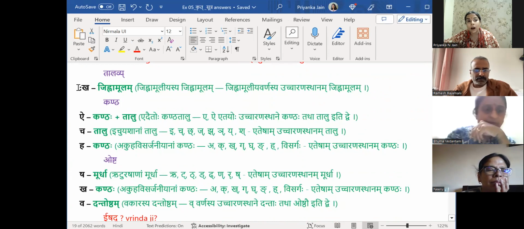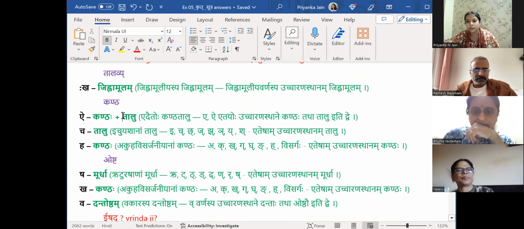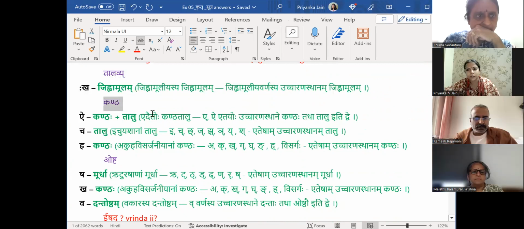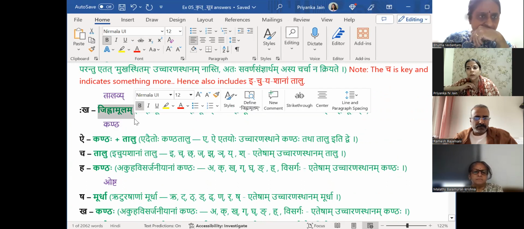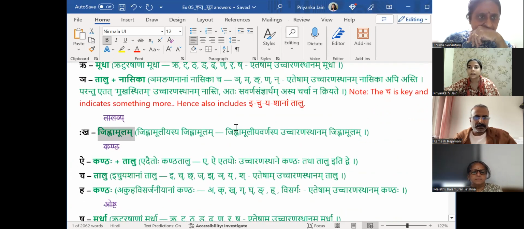And for this kh sound that we get, which is the Jihva Moolam, here also some people did not answer it or did not answer it correctly. So it's not the Kantha, it's Jihva Moolam, which is a location somewhere near the Kantha, but it's a separate location in itself. Yes, Bhumaji?